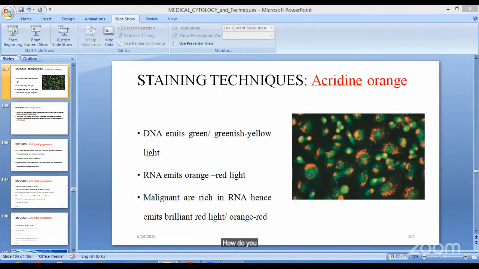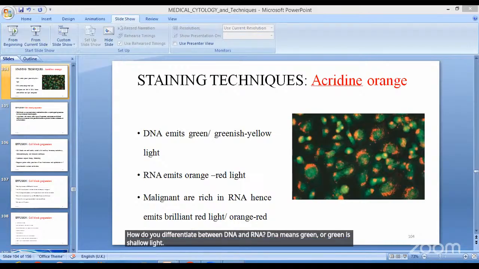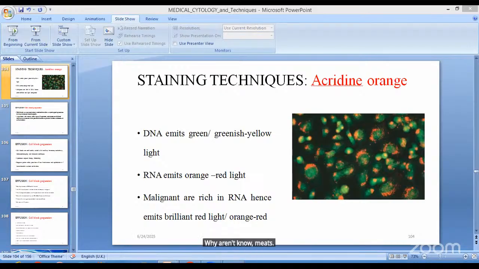How do you differentiate between DNA and RNA? DNA emits green or greenish yellow light, while RNA emits orange red light. Malignant cells are rich in RNA, hence emit brilliant red, orange, or orange red light.